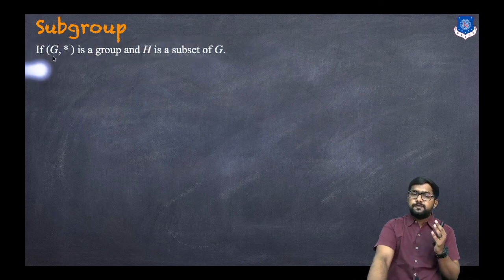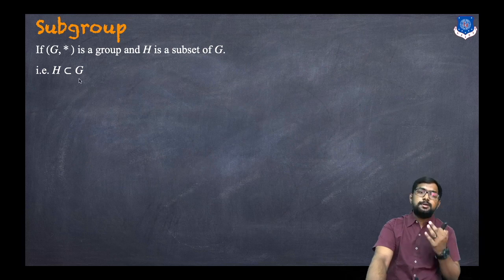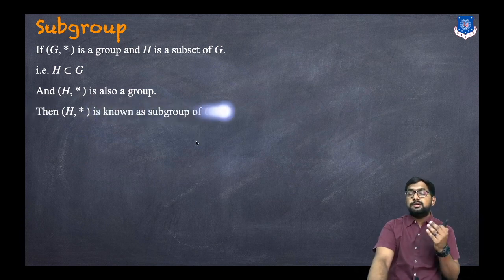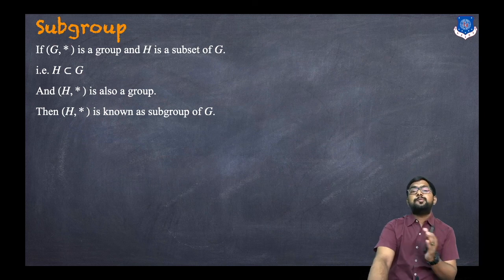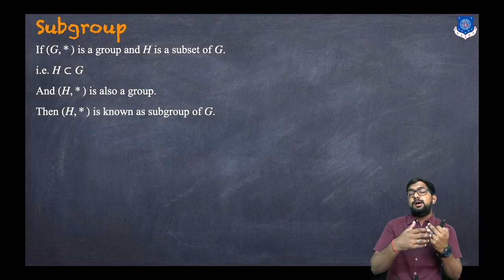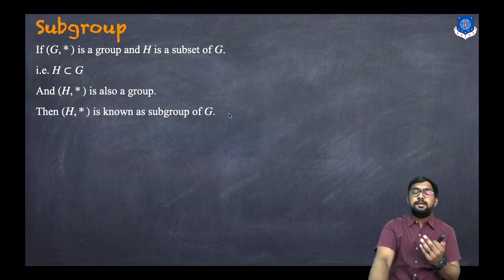If (G, *) is a group and H is a subset of G, and this (H, *) is also a group, then (H, *) is called a subgroup of G. So what are the conditions? First, the main structure (G, *) has to be a group. Second, H must be a subset of G, and H must also be a group. Then we can say that H is a subgroup of G.